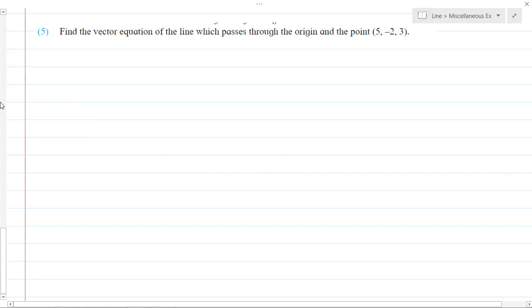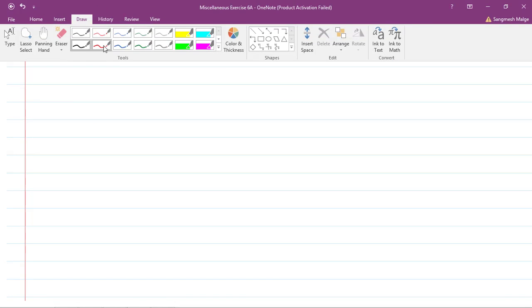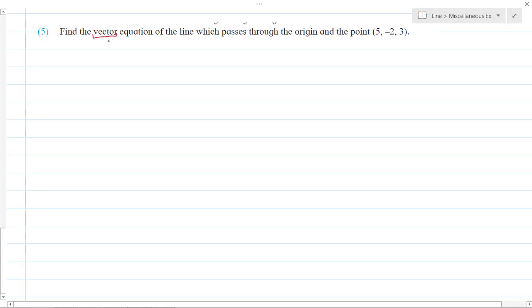Okay, find the vector. First, focus on what they are asking. They are asking for the vector equation of a line which passes through the origin. Origin means 0, 0, 0, and the point 5, -2, 3.